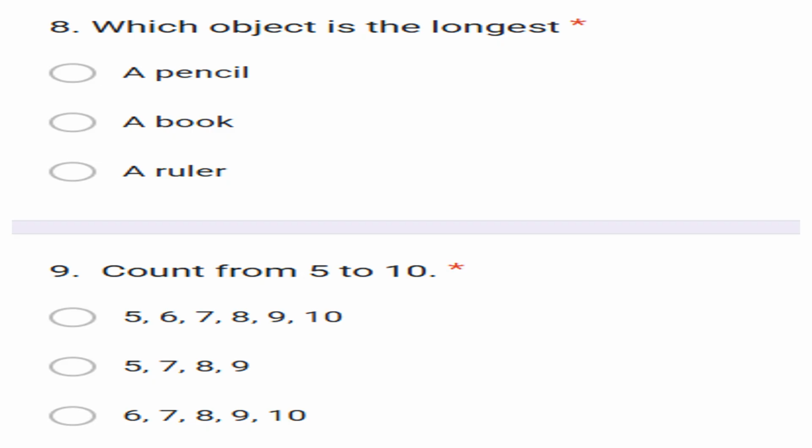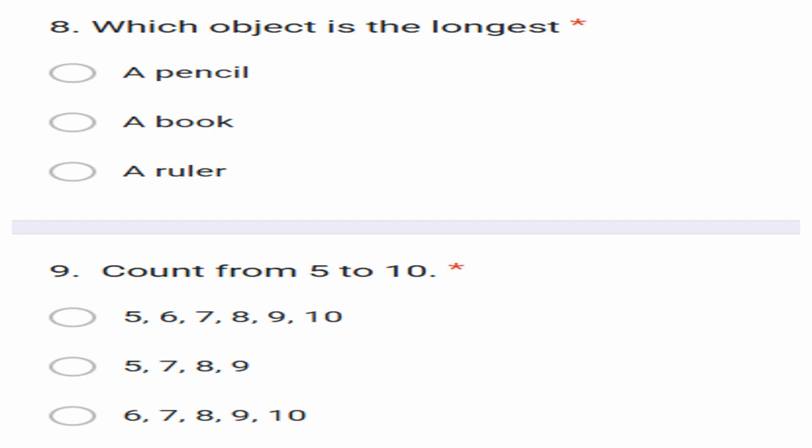Number 8. Which object is the longest? A. Pencil. B. A book. Or C. A ruler. Pencil, book, or ruler?